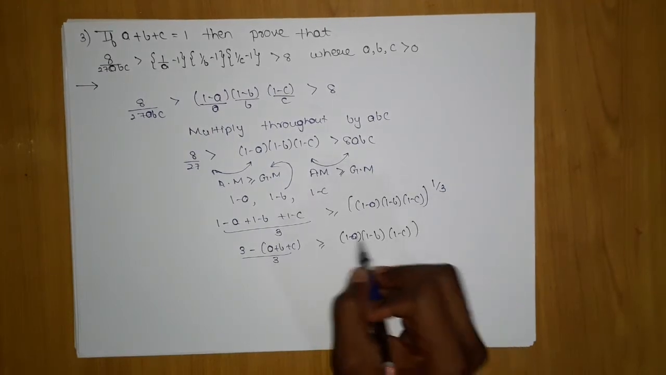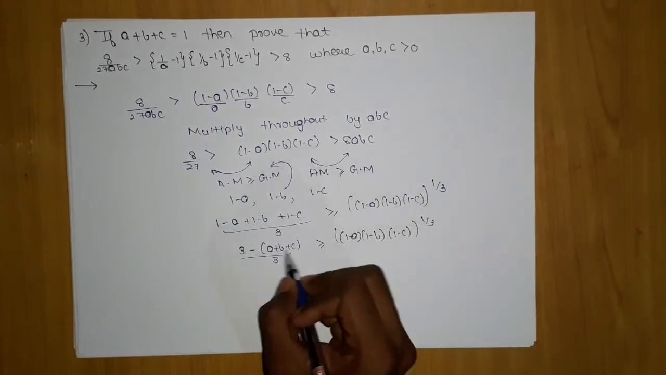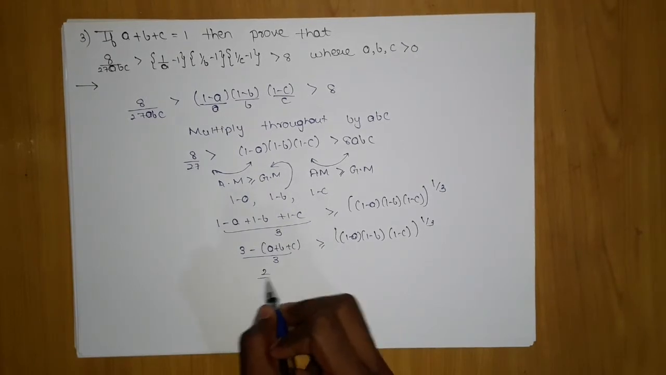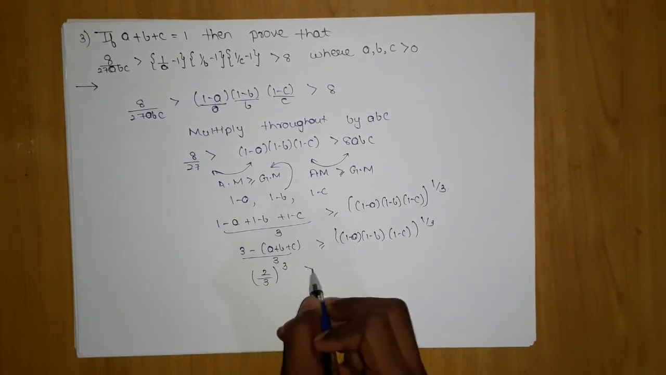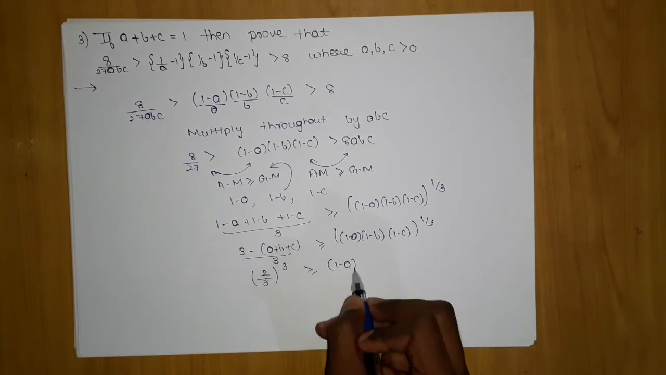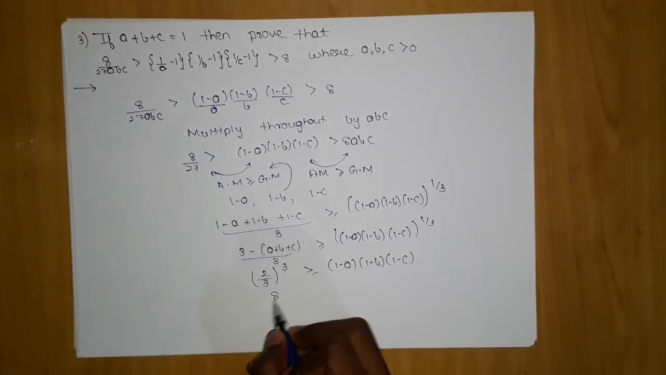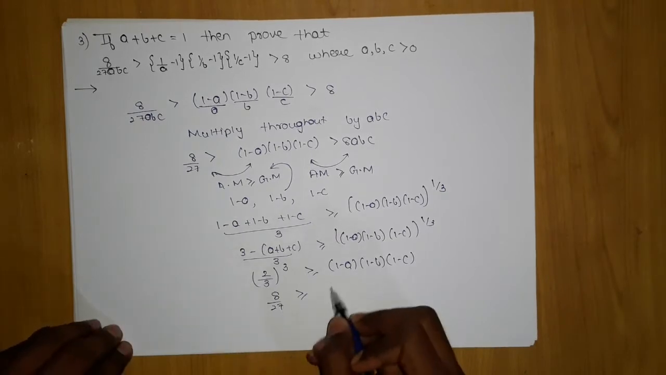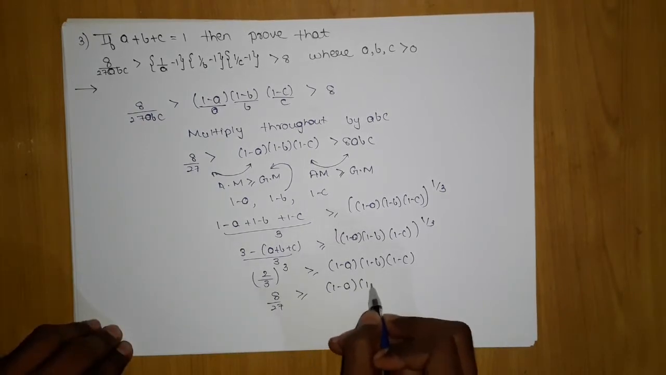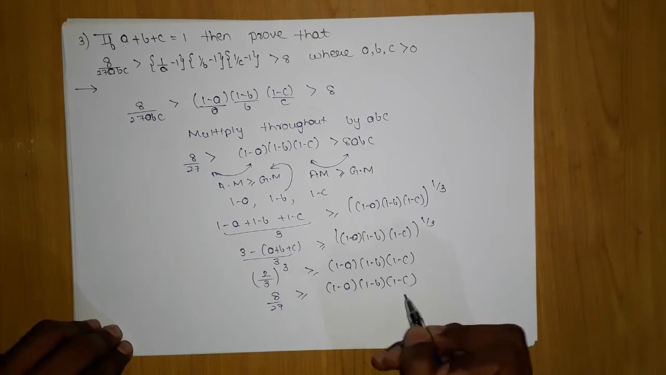Now you can see we are going the right way. So here 1 we will substitute, which will give me 2 by 3. 2 by 3, the power 3 will be greater than or equal to 1 minus a, 1 minus b, 1 minus c. So we got this, which will be nothing but 8 by 27 greater than or equal to 1 minus a, 1 minus b, 1 minus c. So we have proved one thing.